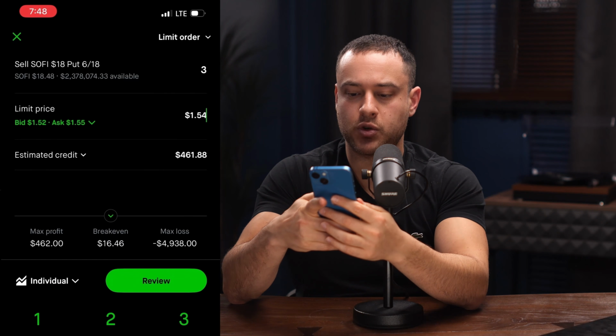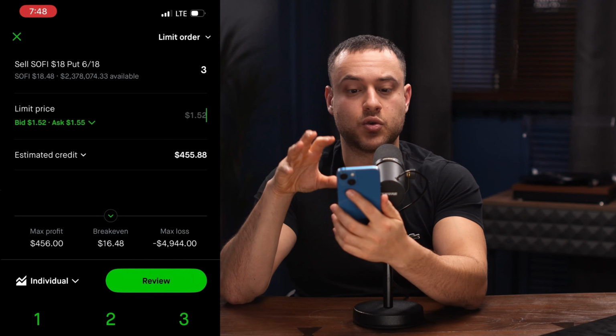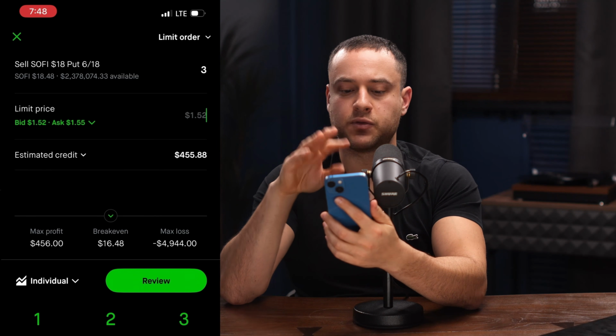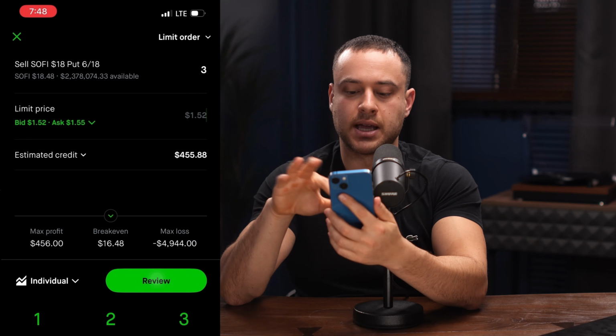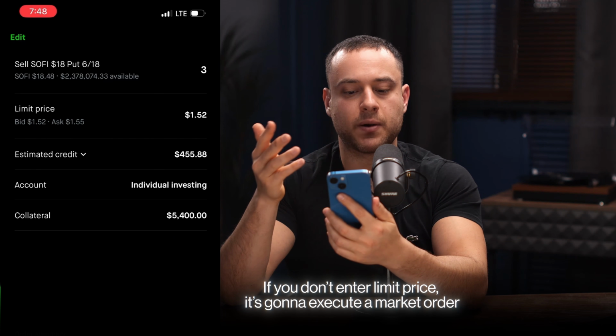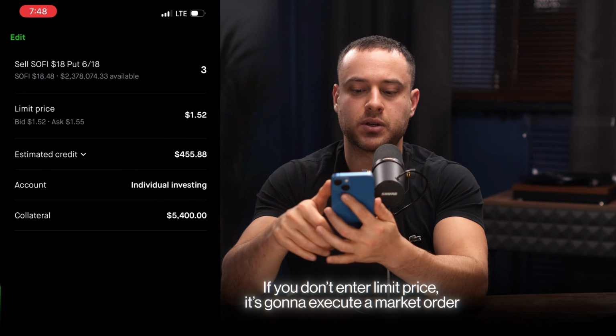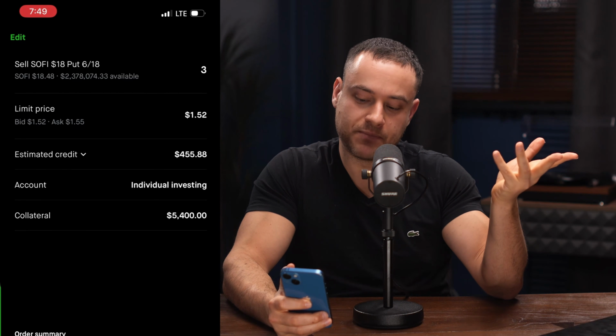Now, also, what you can do, and what I do sometimes, is I don't enter anything here. This is really unique and interesting about the Robinhood platform: if you don't enter anything here, and I just have 3 contracts and I don't enter a limit price and I click review here, then this is basically a market order. So if I were to scroll up here, Robinhood is saying estimated credit, and that's because they're estimating how much I would get if I get assigned at their estimated price.